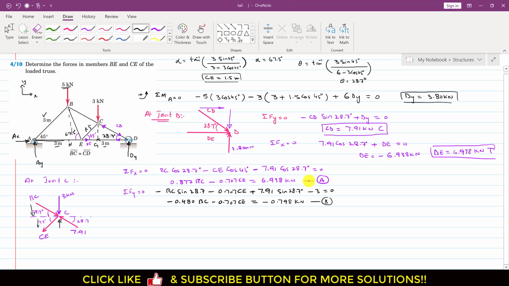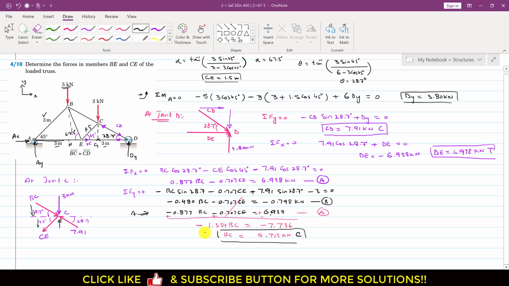Now if we subtract equation A from B, let me write equation A here. This is 0.877 BC minus 0.707 CE equals 6.938. If we subtract equation A from B, I will have to interchange the signs, so this will become plus minus, this will cancel out and we will be left with minus 1.354 BC, which will be equal to minus 7.736. So from this, BC is 5.713 kilonewton. Since this BC is acting towards the joint, this means that this BC force is compressive force, so we will write C with it.